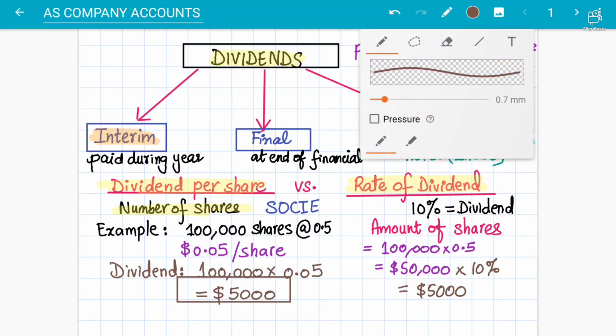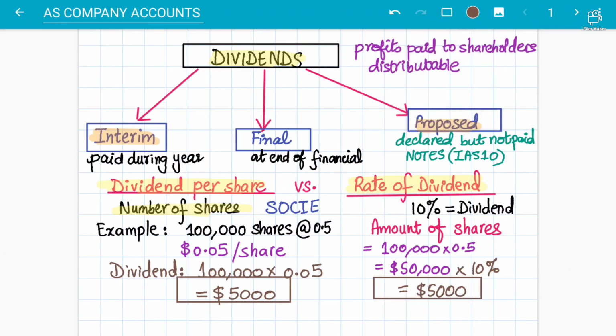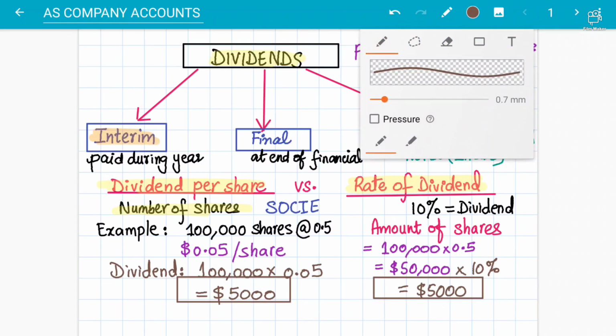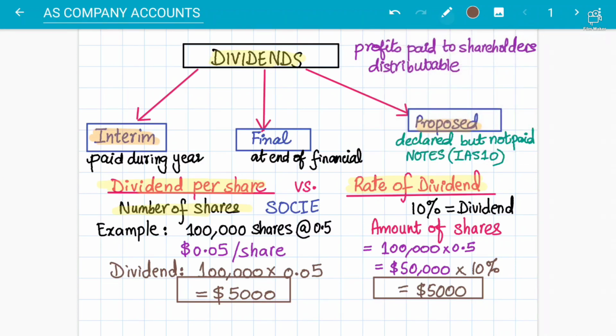So in both cases we are getting the same dividend value, but this is a different technique. You need to make sure you differentiate between the number of shares, students, and the amount of shares. Number of shares means whatever the number of shares outstanding issued by the company to the shareholders are, we will multiply on that, and amount of shares means the dollar value. You first multiply the par value with the number of shares and then you apply the percentage. So rate of dividend is the percentage in simple terms, and dividend per share is basically the per share value, what the company is offering.